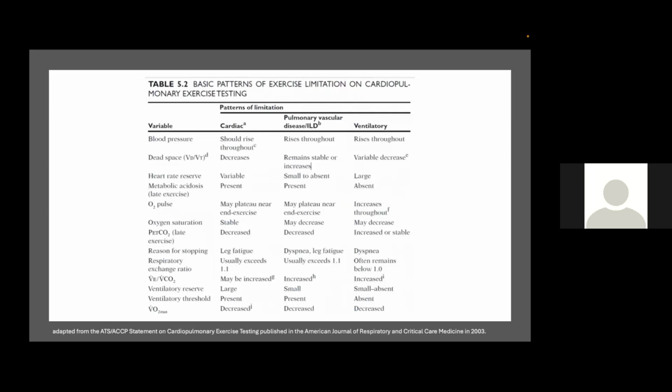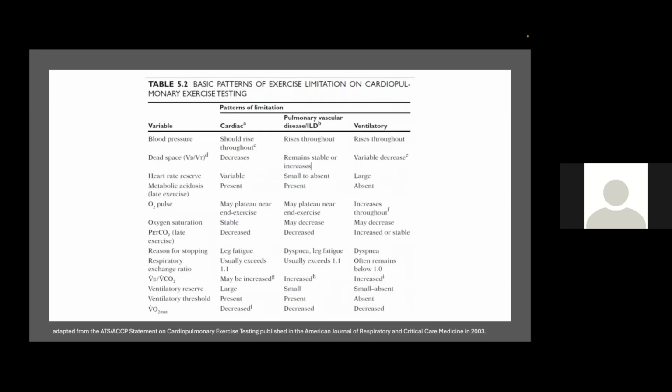Oxygen saturation typically will decrease if the limitation is toward the pulmonary more than cardiac limitation. And the patient will have a small or absent heart rate reserve. In the ventilatory limitation, I will start from the bottom.